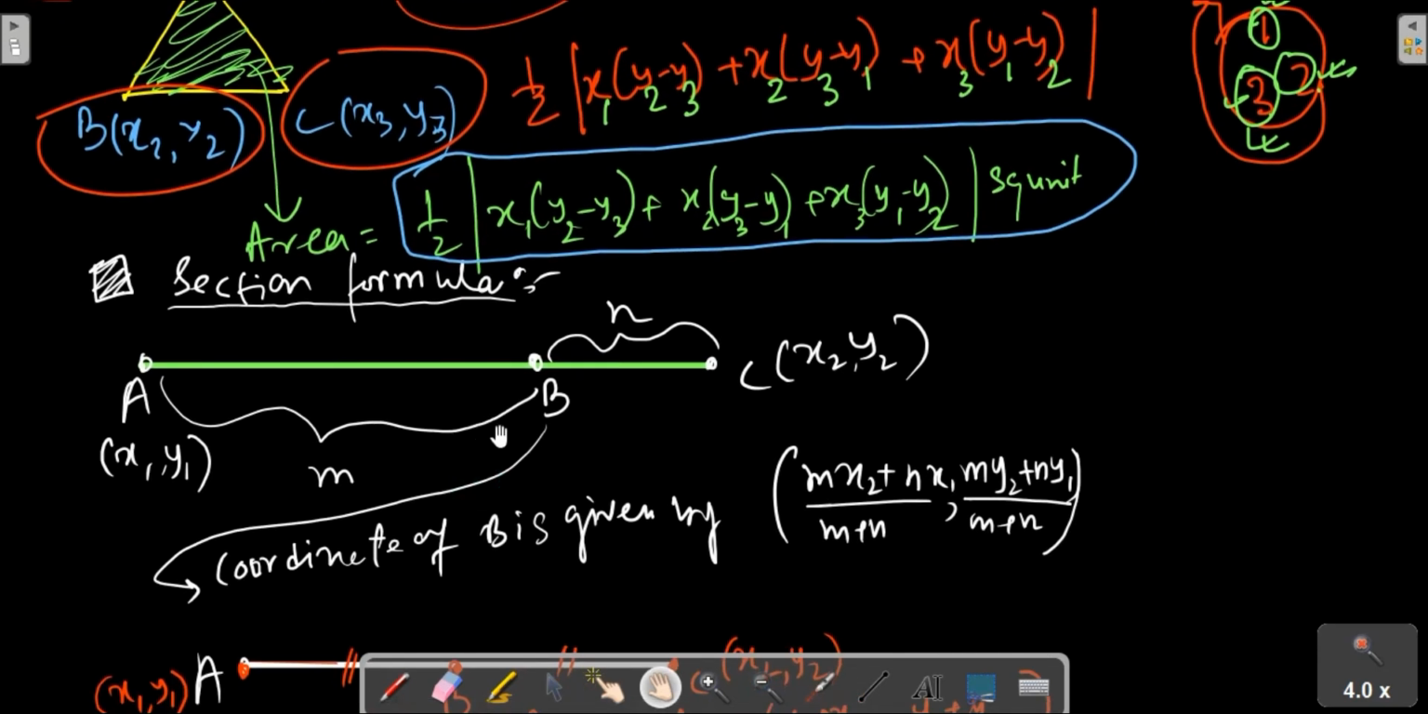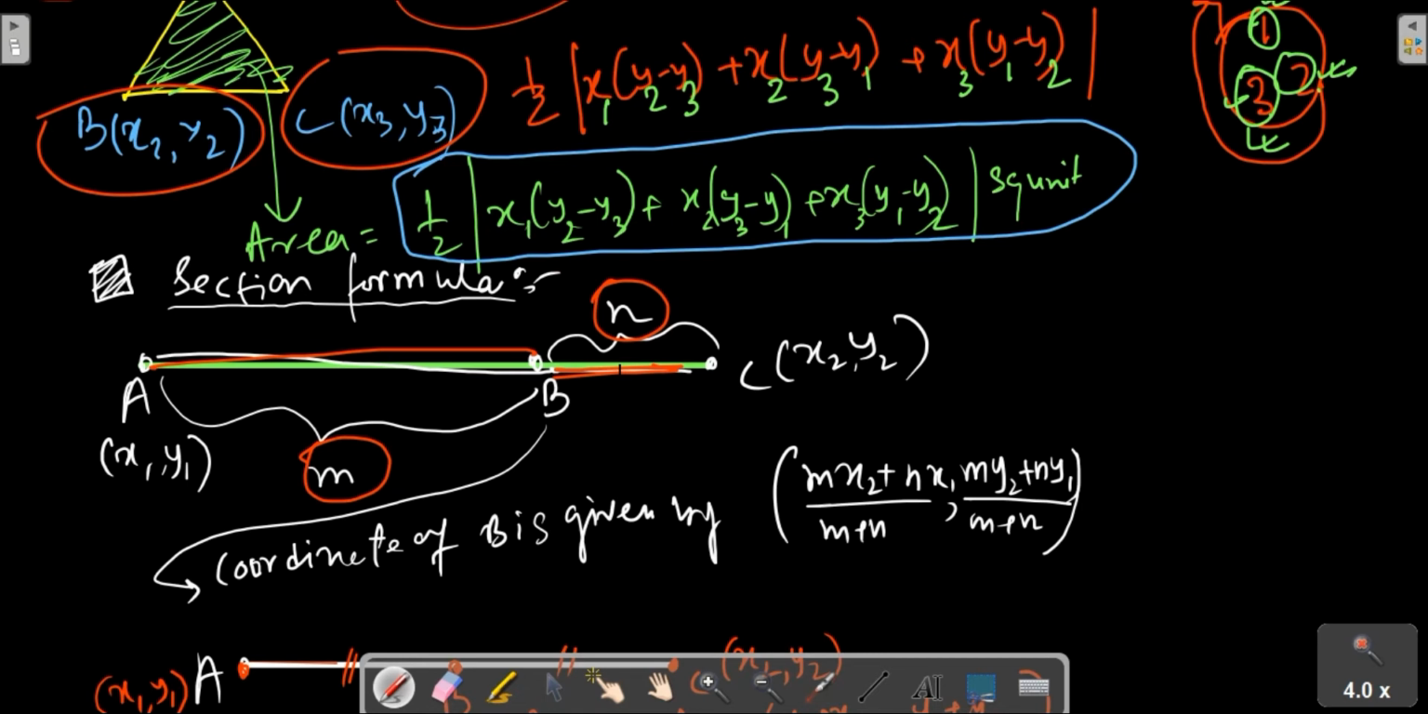Section formula means that there will be a line segment, just like here you can see AC is a line segment, meaning a piece of a straight line, and B is somewhere in between. So B is actually separating this line into two parts. Like here you see this is one part and this is another part. So now we have taken that this part is M and this part is N, meaning the point B has separated the line segment AC in the ratio M is to N. Okay, so we can now find the coordinate of B, meaning the point which separates the straight line segment into two pieces.